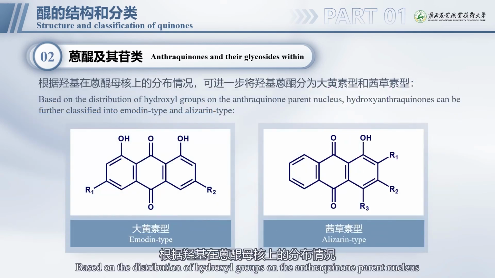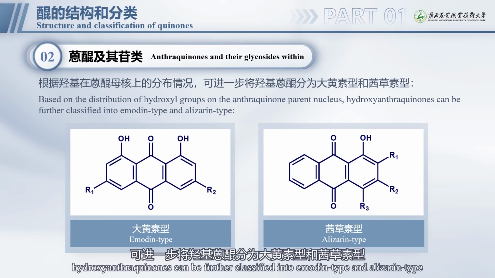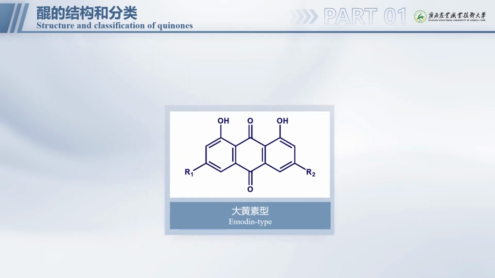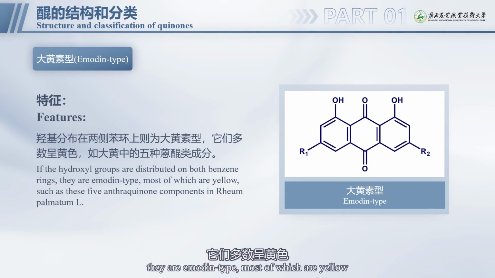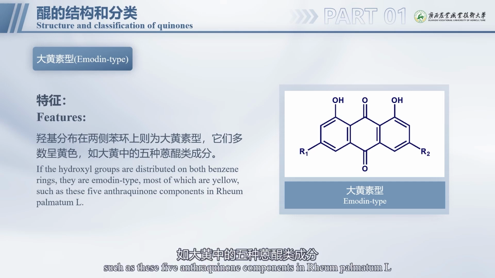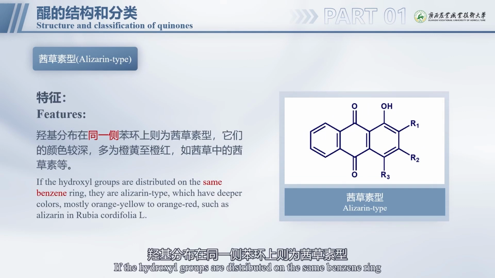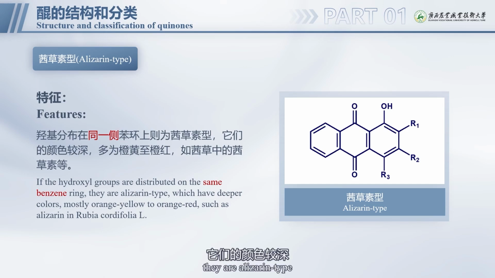Based on the distribution of hydroxyl groups on the anthraquinone parent nucleus, hydroxyanthraquinones can be further classified into emodin type and alizarin type. If the hydroxyl groups are distributed on both benzene rings, they are emodin type, most of which are yellow, such as these 5 anthraquinone components in rhubarb. If the hydroxyl groups are distributed on the same benzene ring, they are alizarin type, which have deeper colors, mostly orange-yellow to orange-red, such as alizarin in Rubia cordifolia L.